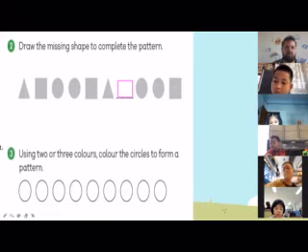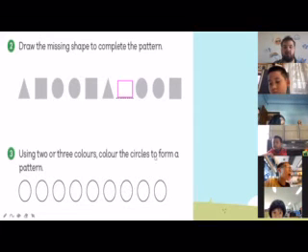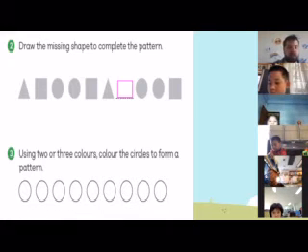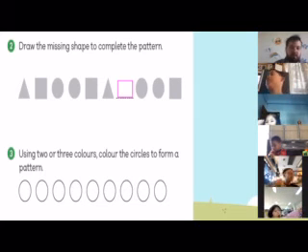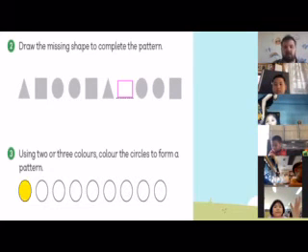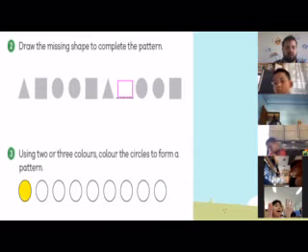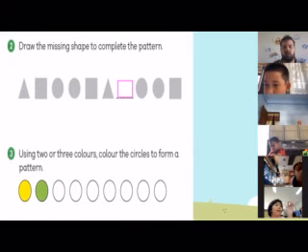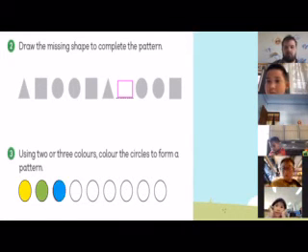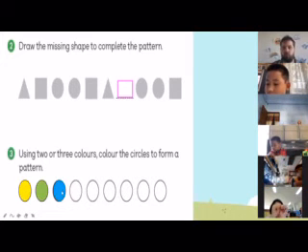Okay, so number 3 says, using 2 or 3 colors, color the circles to form a pattern. So we're going to use a pattern using colors. Now I chose 3 colors. So let's have a look. My first color was yellow. My next one, green. And then my last one, blue. So my pattern is yellow, green, blue.